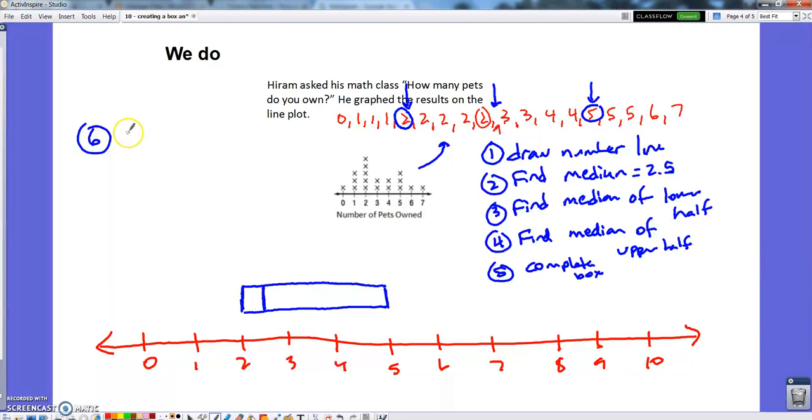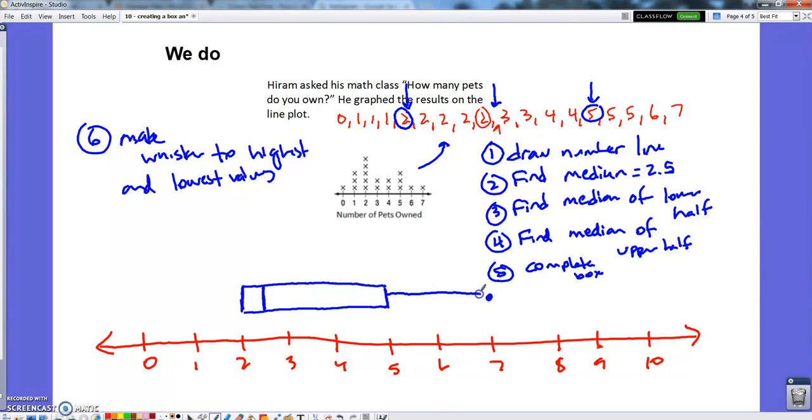And last step, I'm going to have to write it over here because I'm out of room over there. Make a whisker to highest and lowest values. So my highest value is 7. Nobody has more than 7 pets, so I put a dot or a point way out at 7. Connect over. And my lowest was 0. Point. Connect over. That is a box and whisker plot.